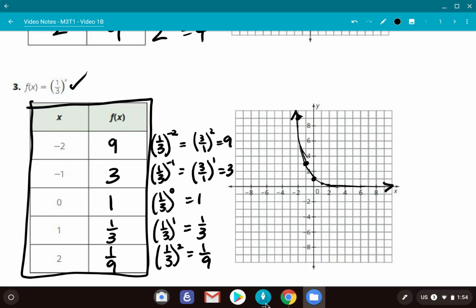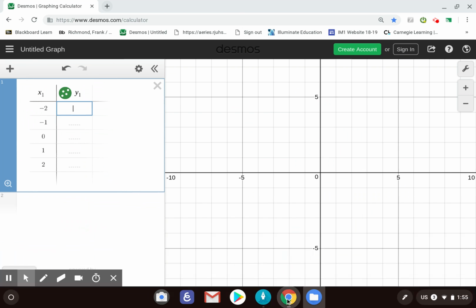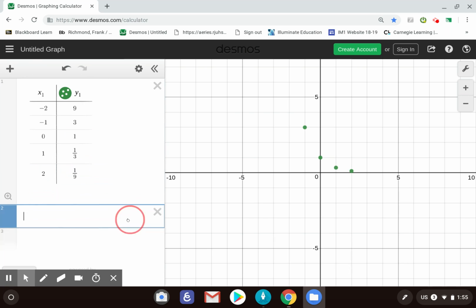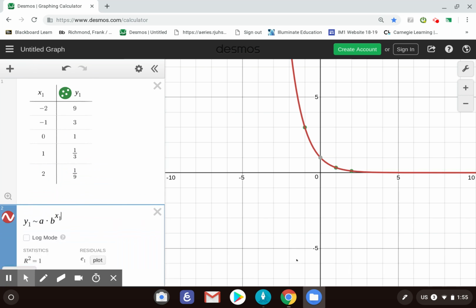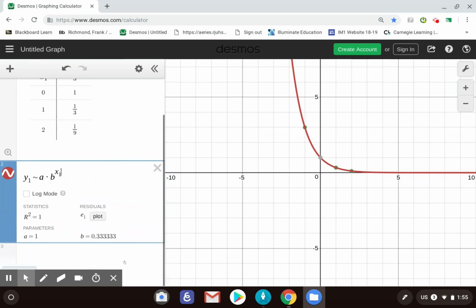Our values are 9, 3, 1, 1/3, and 1/9. So it looks like ours, but let's put on our linear or exponential regression. And you can see it matches the graph that we came up with. And then our A value is 1, and our B value is being expressed as a decimal, 0.33. It's the same as 1/3.